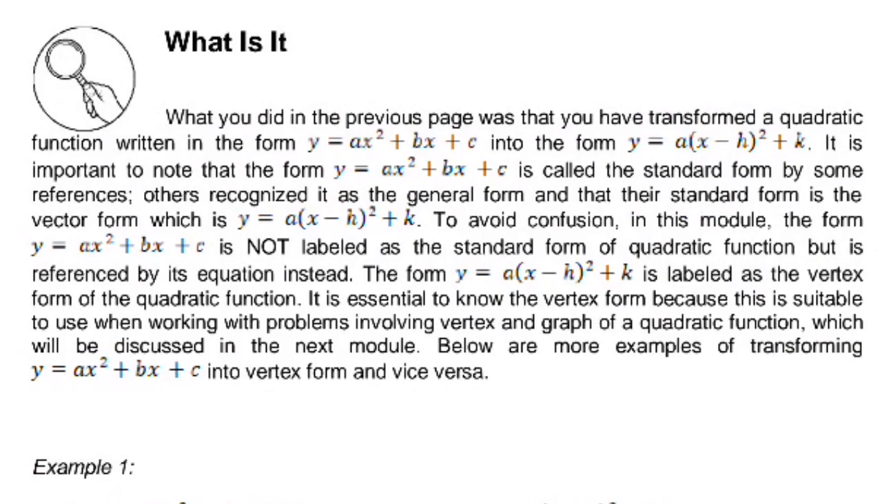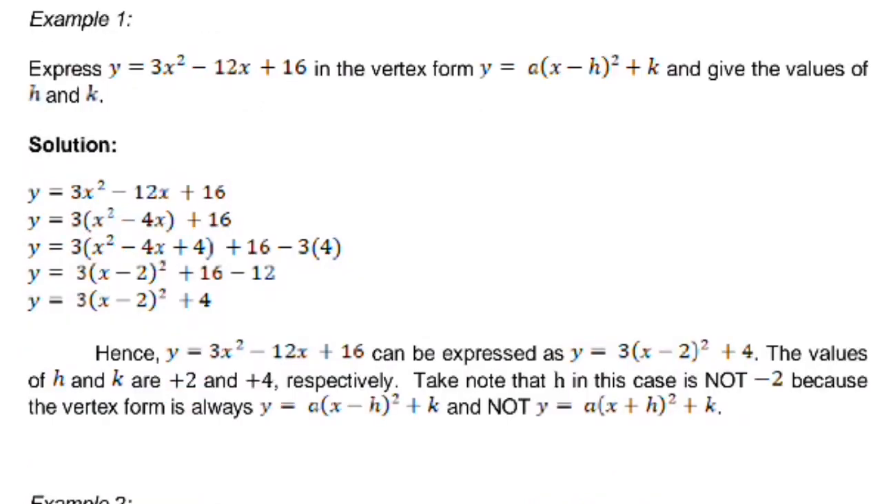So it is essential to know the vertex form because this is suitable to use when working with problems involving vertex and graph of a quadratic function, which will be discussed in the next module. So below are more examples of transforming y equals ax squared plus bx plus c into vertex form and vice versa. Anyways, y is just the same as f of x. So they are just the same. Again, y equals f of x. So let's have example number 1 here.